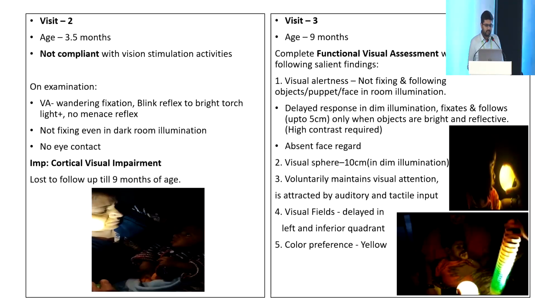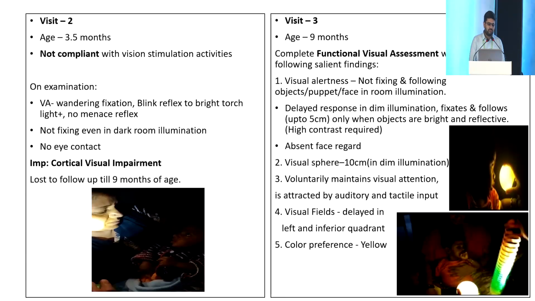Second visit was at 3.5 months. The parents were not very compliant with the vision stimulation activities. Visual acuity was still wandering fixation. Blink reflex to bright torchlight was there, but there was no menace. No fixing even in darkroom illumination, and a diagnosis of cortical visual impairment was made.